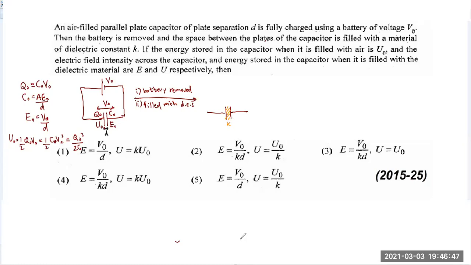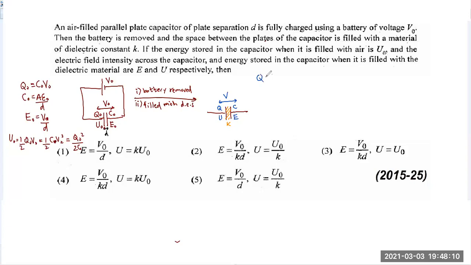And now let's analyze the new quantities. So what are the quantities we have? There will be a new charge Q, and there will be a new capacitance C, the new electric field intensity, and new energy. And there will be a new potential difference like this. The battery is removed. But some of them might be equal to the earlier one. So we are going to analyze that.